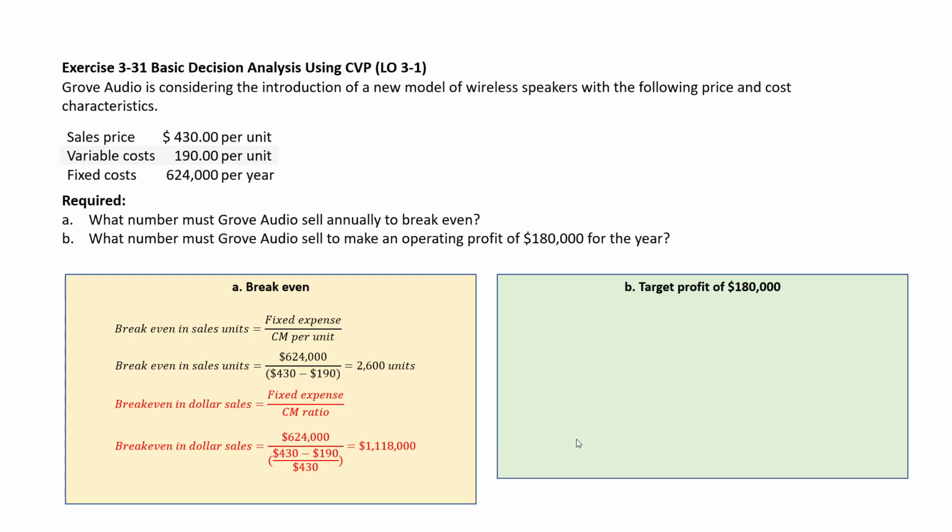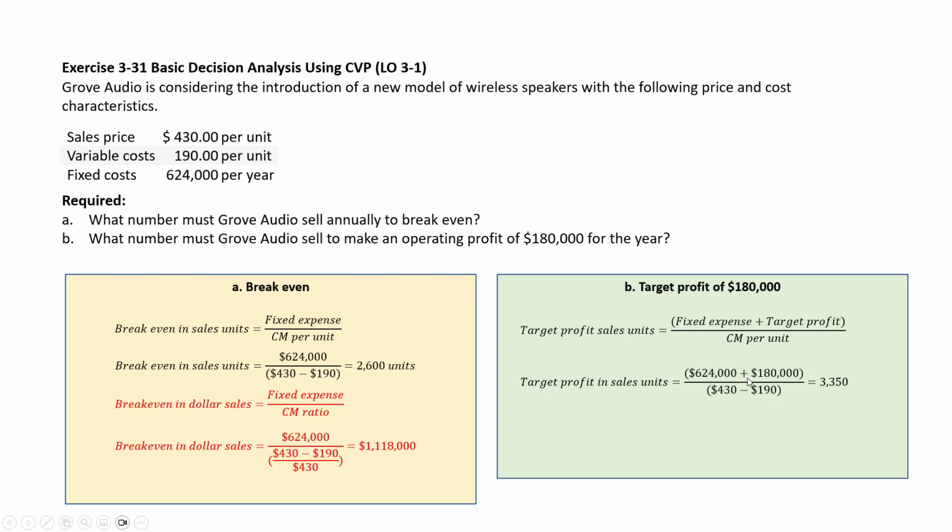So in the second part, we're looking at how much would we need to sell in order to earn before-tax profit of $180,000. We're just going to tweak our original break-even. Instead of just covering fixed costs, we want to add to it our target profit and still divide it by what each unit contributes, the contribution margin per unit.